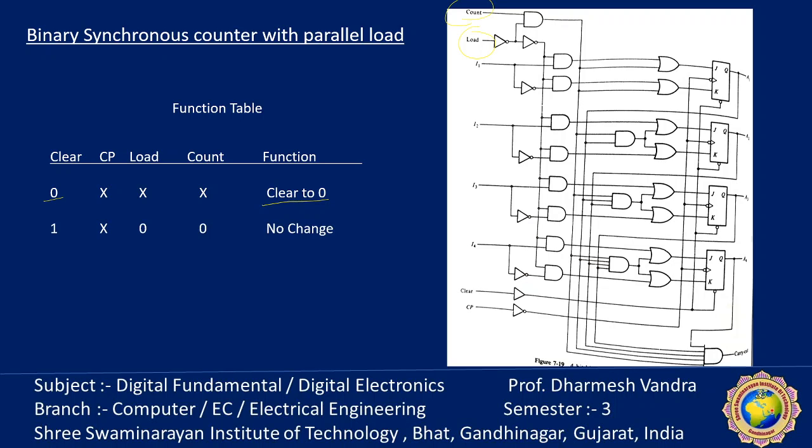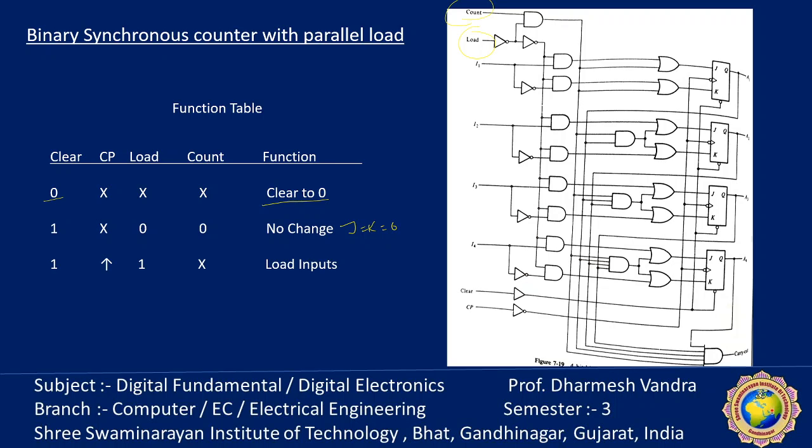Second thing is that if clear is equal to 1 and load and count are both 0, no change occurs. Because the count is 0, the AND gate output is 0, and here the OR is 0. So the first OR gate is always 0. Second, the load is 0, so that gate is also 0. So both are 0, 0. JK is equal to 0, 0 in all conditions. So no change occurs.